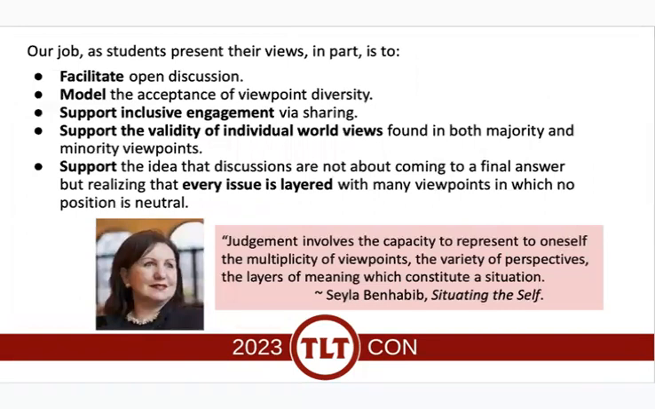As students present their views, our goal, in a sense, we have a number of them. One is to facilitate open discussion. We want to model acceptance of viewpoint diversity. We want to support inclusive engagement via sharing. We want to support the validity of individual worldviews found both in majority and minority viewpoints. And we want to support the idea that discussions are not about coming to a final answer, but realizing that every issue is layered with perhaps many viewpoints in which no position is neutral.